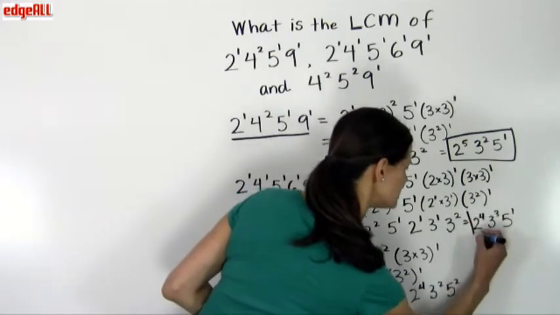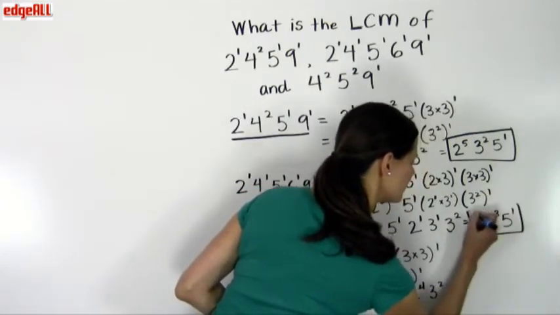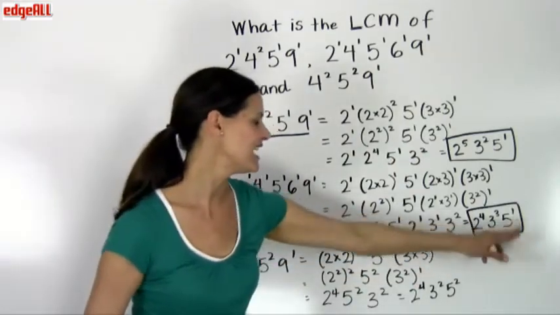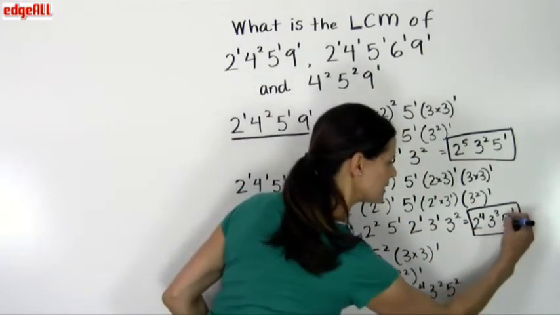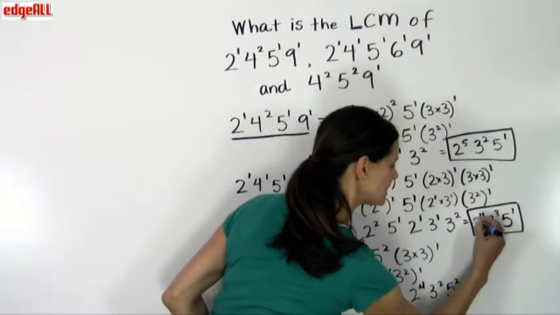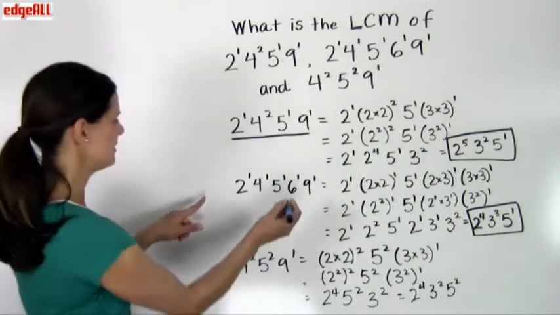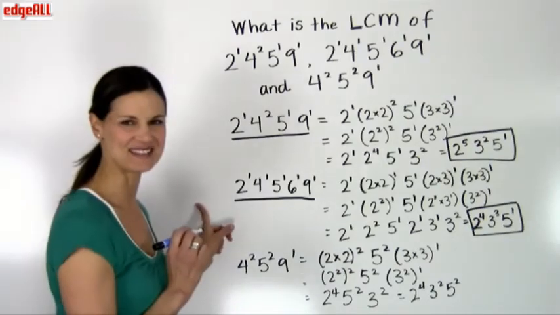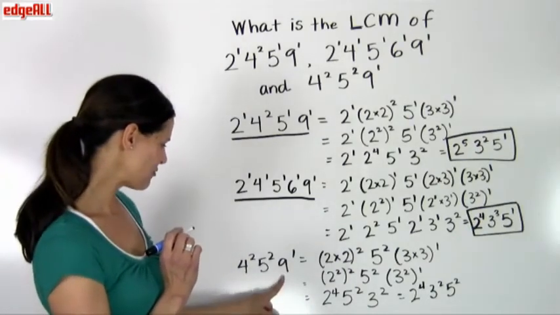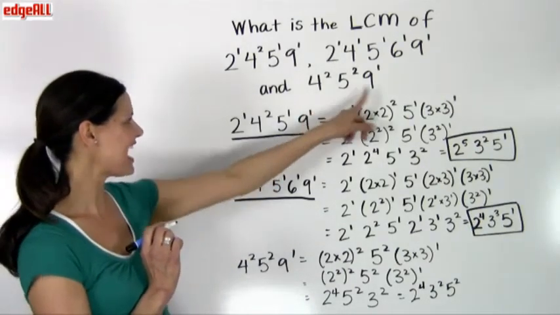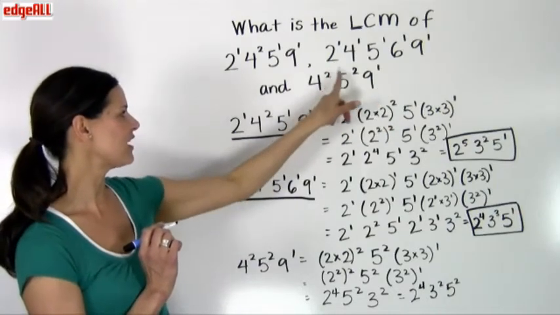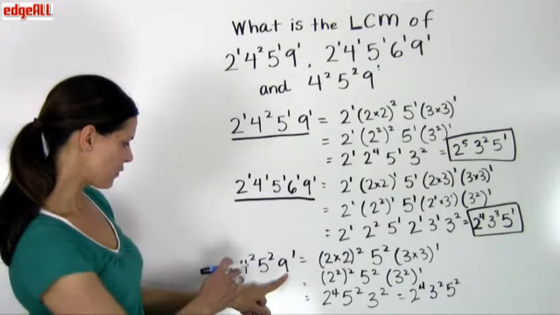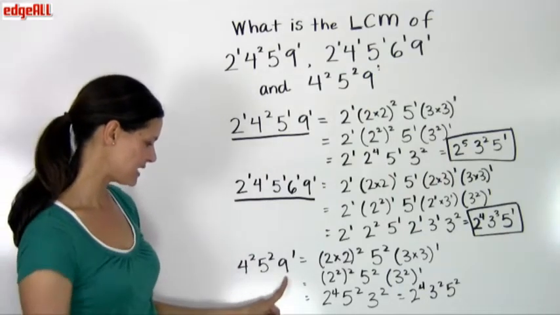So this 2 to the 4th power, 3 to the 3rd power, and 5 to the 1 power is my simplification in prime factorization of this number right here, 2 times 4 times 5 times 6 times 9. And then I'm going to do it one more time here with my last number. 4 squared, 5 squared, 9 to the 1 power. So 4 squared, 5 squared, and 9.